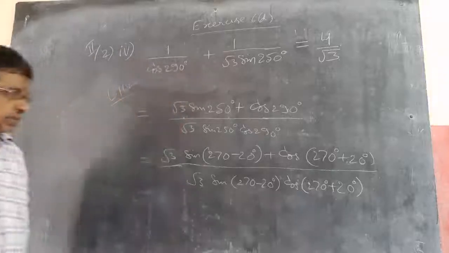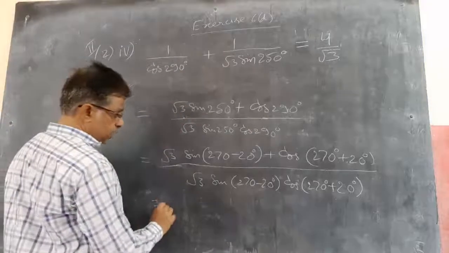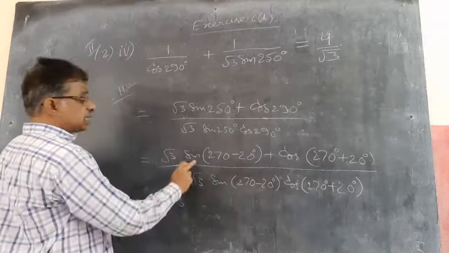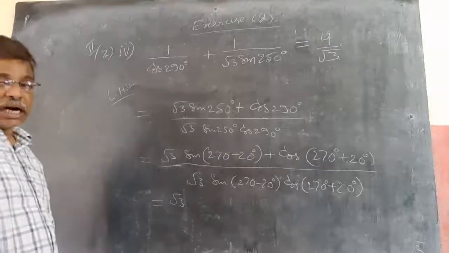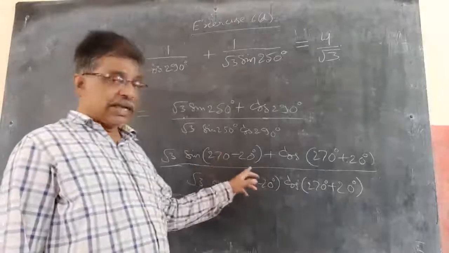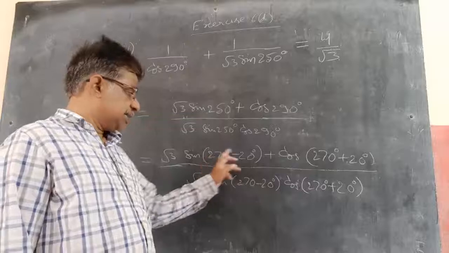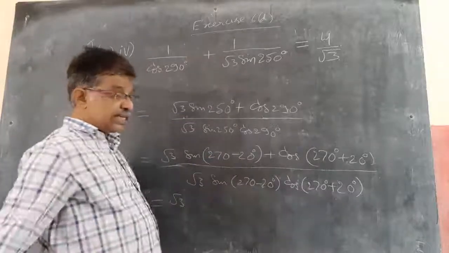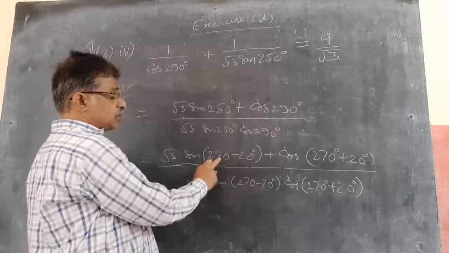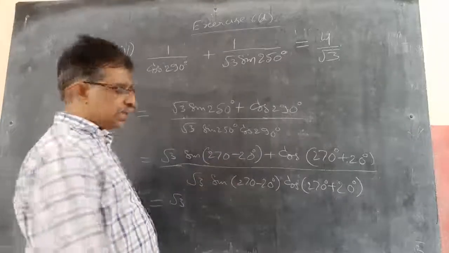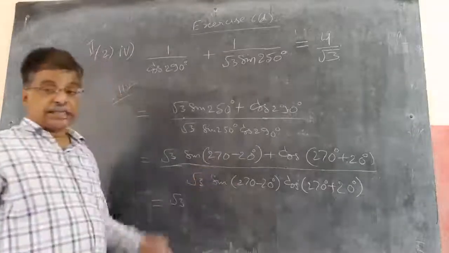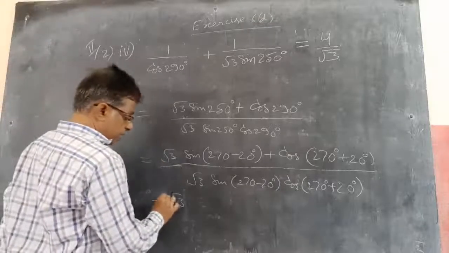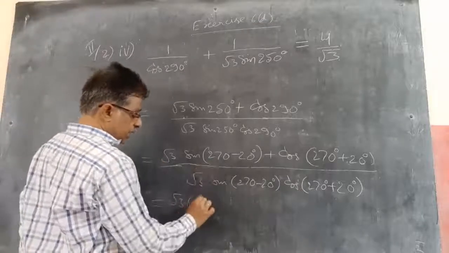Now, this is in the form of root 3 into sin of 270 minus theta, all multiples of 90 degrees, complementary angle, sin becomes cos. So it becomes cos 20 degrees. And 270 minus theta is third quadrant, and in the third quadrant, sin is negative. So it becomes minus cos 20.